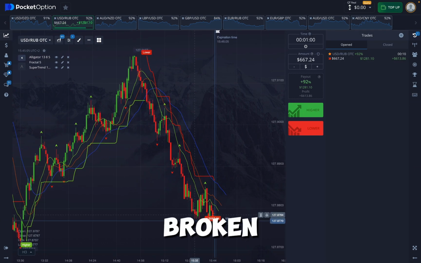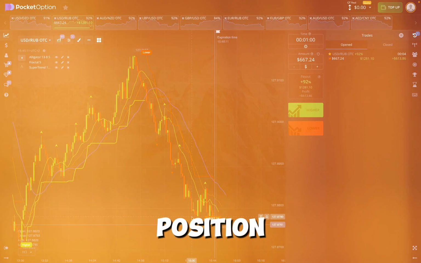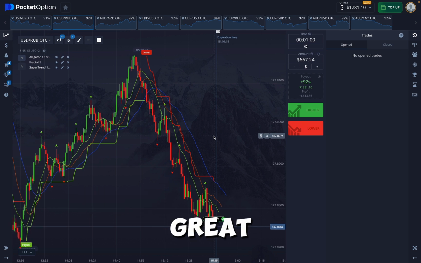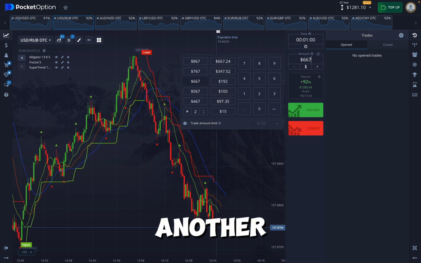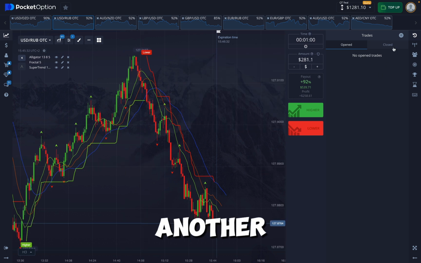We have already broken the first low. It's happening. Last seconds to close this position. And the trade closes on the plus side. Great. I can see over $1,000 on my balance. And let me open another position for $281. I won't risk all the profit, just consolidate the result and open another position.